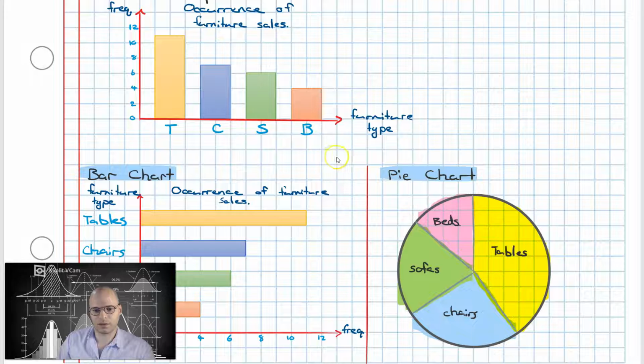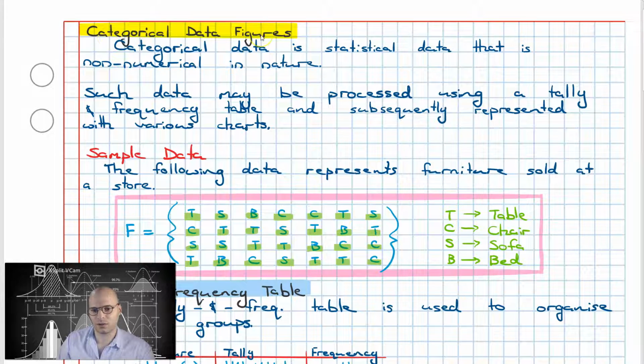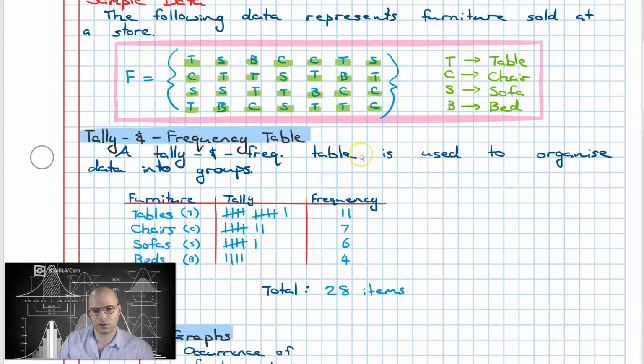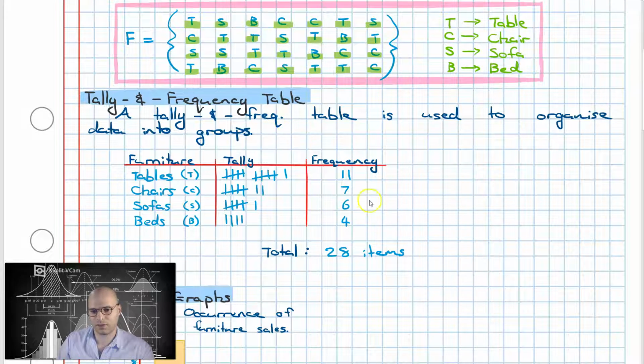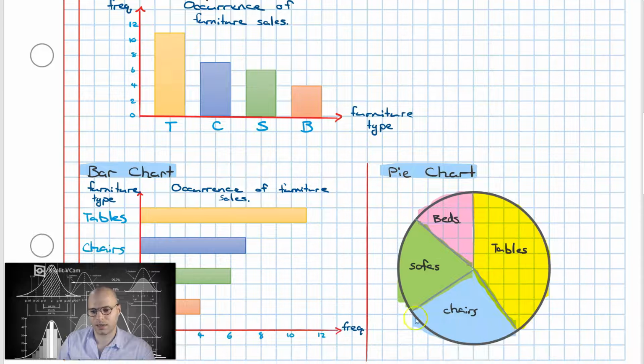So in summary, what we set out to do in this video was we wanted to have a look at how we can represent categorical data using figures. The first one we looked at was drawing it up in a tally and frequency table, and then we had a look at drawing the column graphs, bar charts and pie charts.